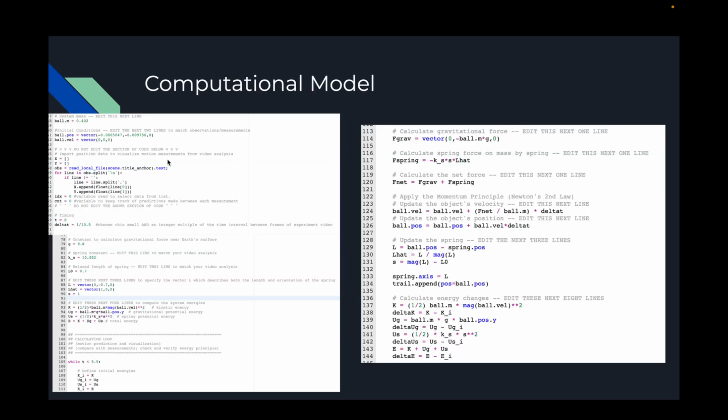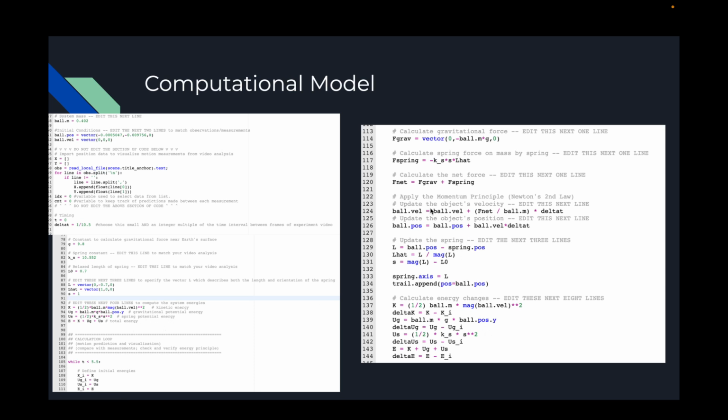So here's my computational model code. I put in my ball mass, initial position, initial velocity, which is obviously 0, delta t, and then the gravitational constant, spring constant, L vector, and then my equations for kinetic energy, gravitational potential, spring potential, and total energy.